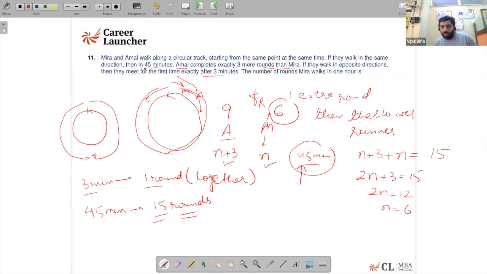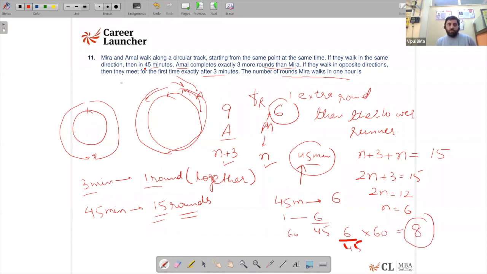So the question asks for the number of rounds walked in 1 hour by Mira. So I can apply the unitary method. In 45 minutes, Mira has completed 6 rounds. So in 1 minute, the number of rounds completed will be 6 by 45. And in that span of 60 minutes, it will be 6 by 45 into 60, which comes out to be 8. So 8 is my answer, which is the answer to this question, right, guys? So this is how we'll be able to calculate it.